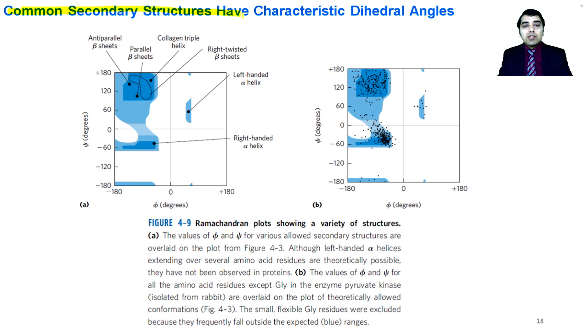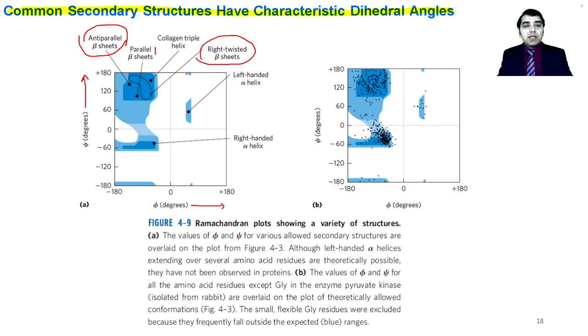Common secondary structures have characteristic dihedral angles. We can see this is the Ramachandran plot and the phi angles are shown on the x-axis and the psi angles are shown on the y-axis. We can see if the phi and psi angles are falling somewhere here, the anti-parallel beta sheets will be formed. If the phi and psi angles are somewhere here, then the parallel beta sheets will be formed.